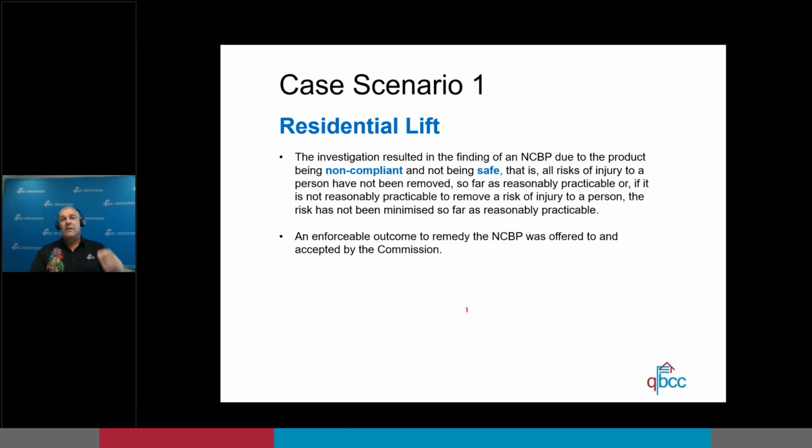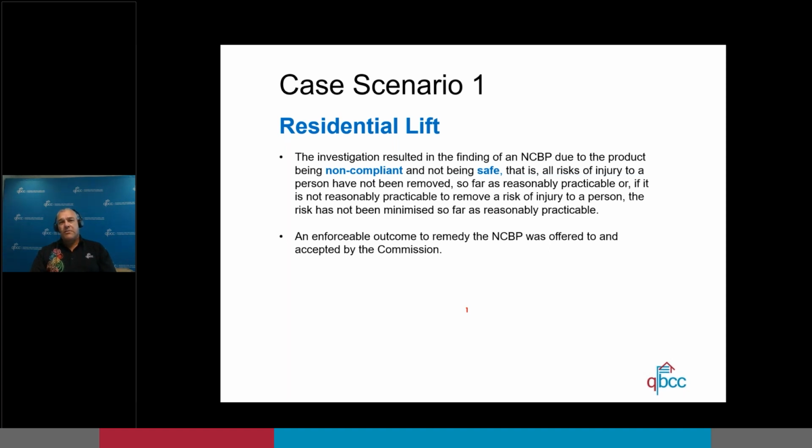What was the outcome? The participants offered the Commission an enforceable undertaking to remedy the matter. Now, not all things that could be a possible NCBP will do an undertaking, and some actually get remedied, which is a good thing. It gets fixed up.